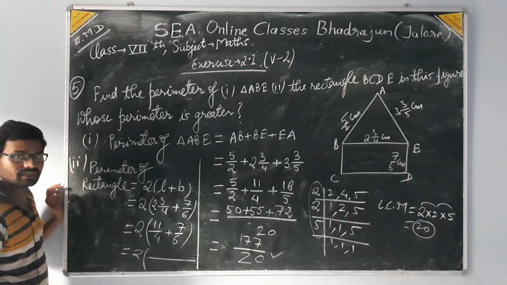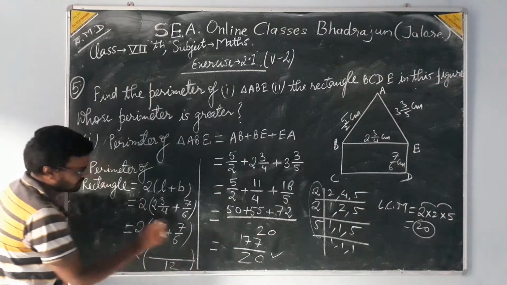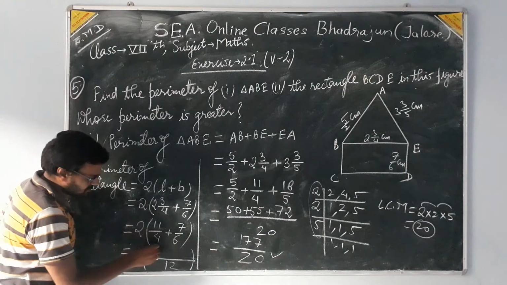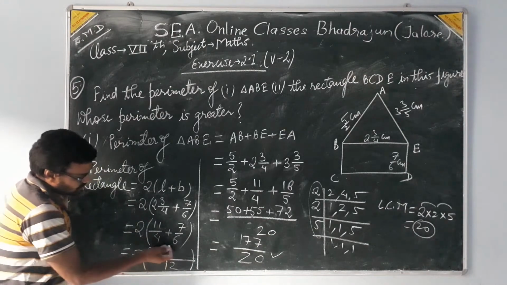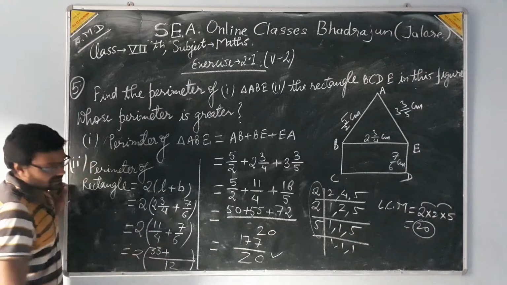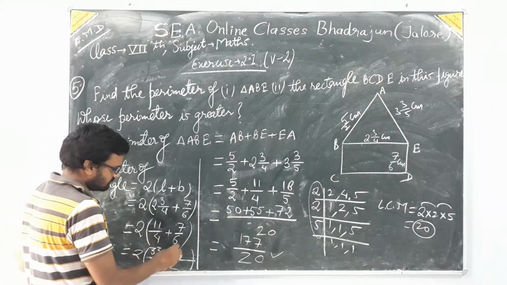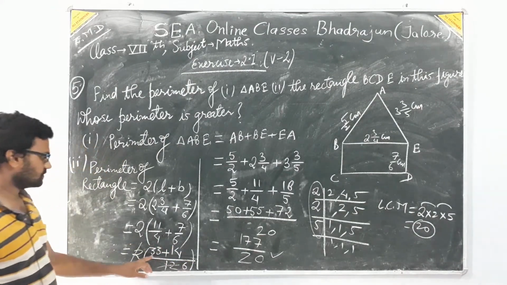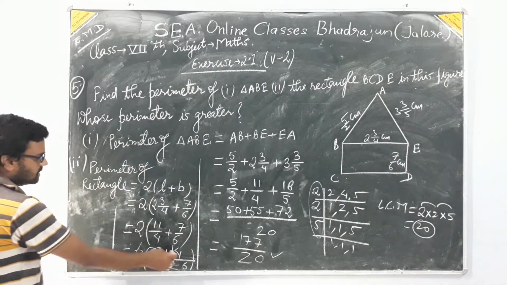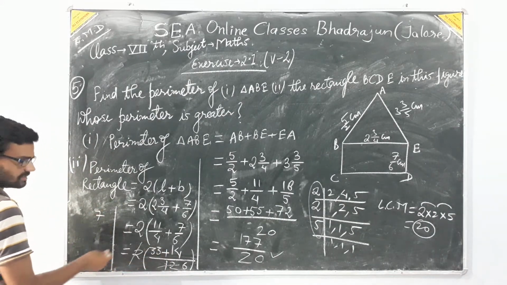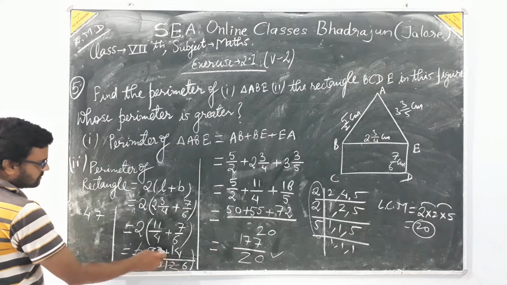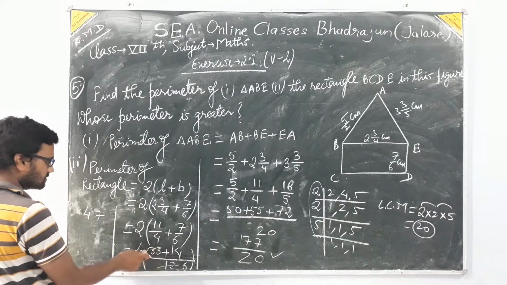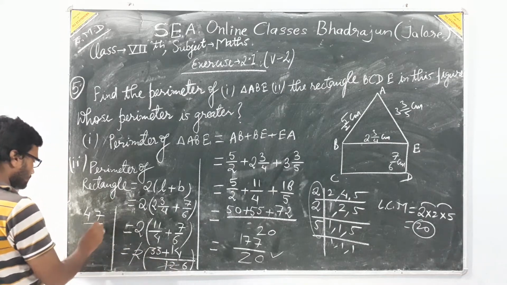Now we take the LCM of 4 and 6, which is 12. When we divide 12 by 4, we get 3, and 3 multiplied by 11 is 33, plus, when 12 is divided by 6, we get 2, and 2 multiplied by 7 is 14. Now 33 plus 14 is 47 upon 12.